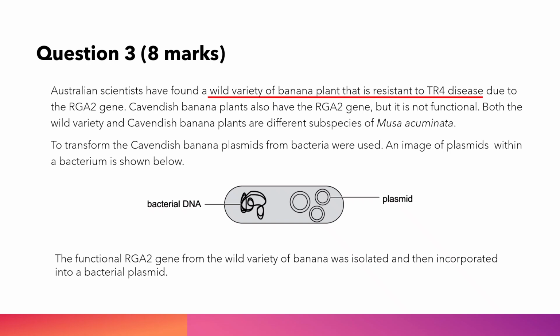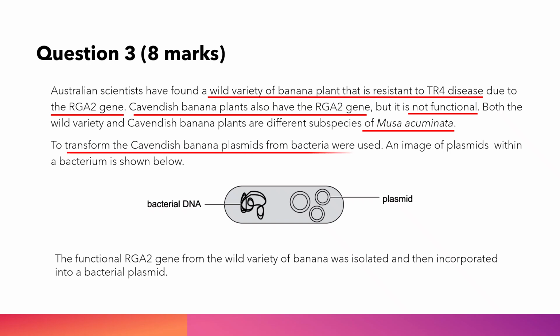Australian scientists have found a wild variety of the banana plant that is resistant to TR4 disease due to the RGA2 gene. Cavendish banana plants also have the RGA2 gene, but it is not functional. Both the wild variety and the Cavendish banana plants are different subspecies of Musa acuminata. To transform the Cavendish banana, plasmids from bacteria were used. An image of plasmids within a bacterium is shown below. The functional RGA2 gene from the wild variety of banana was isolated and then incorporated into a bacterial plasmid.